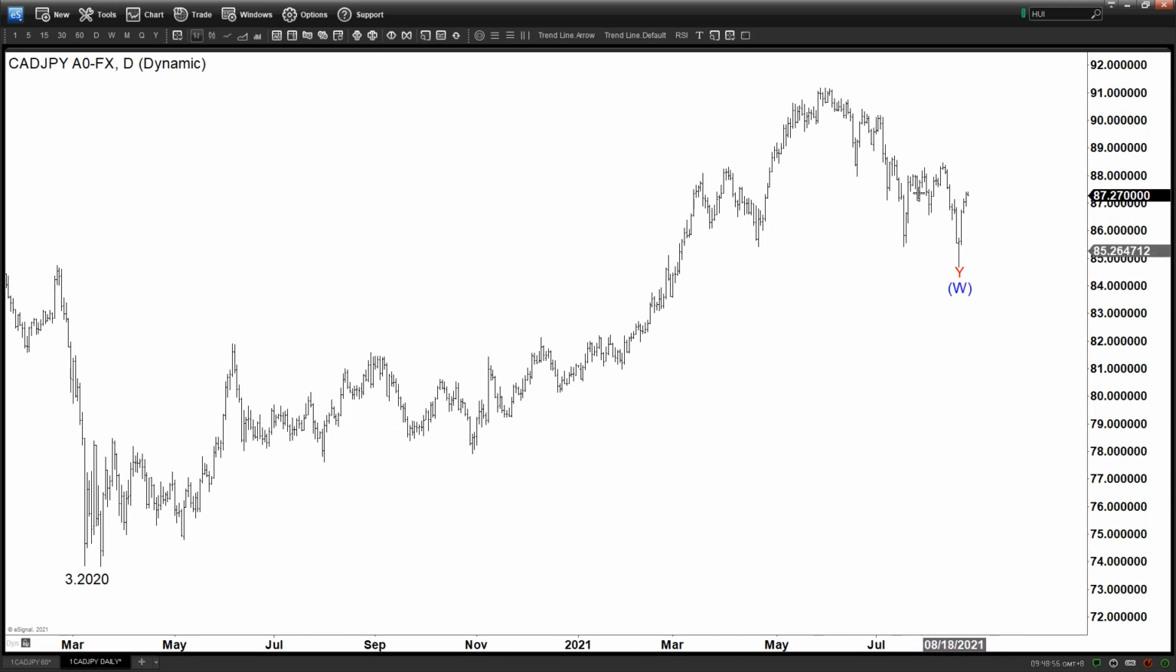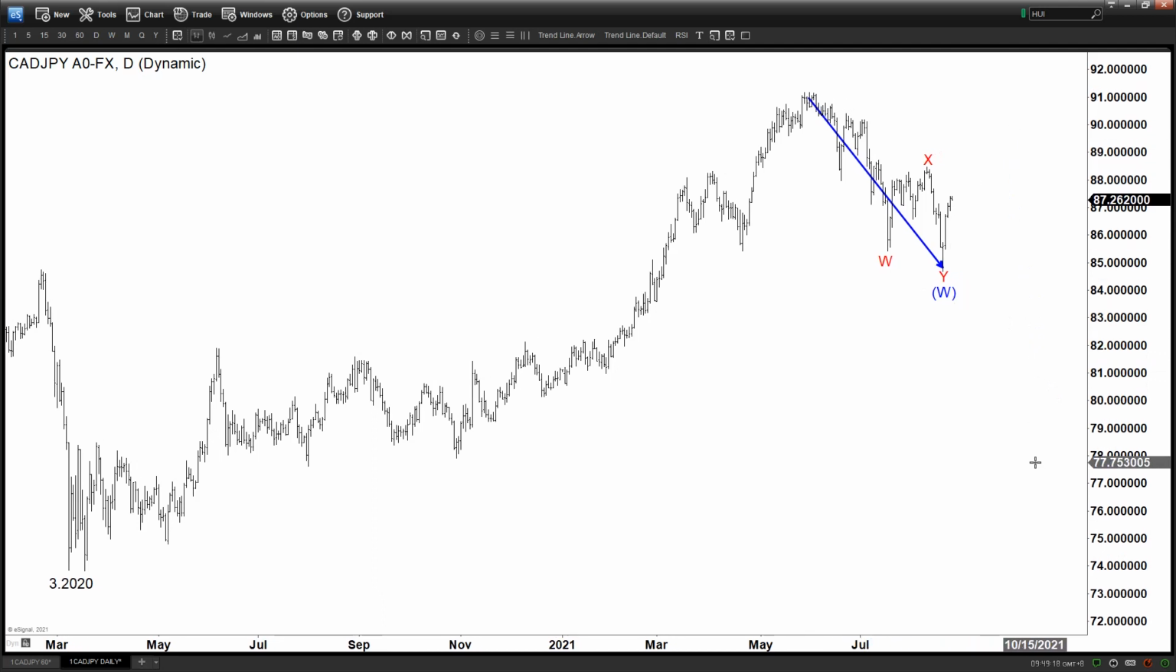Now, based on this count, we can conclude that if this is Y and W, then this has to be your W and X. That will also mean that we are now correcting this cycle in the X, with potentially later on, we can go down again, because this W, right? So it could be an X and then a Y.